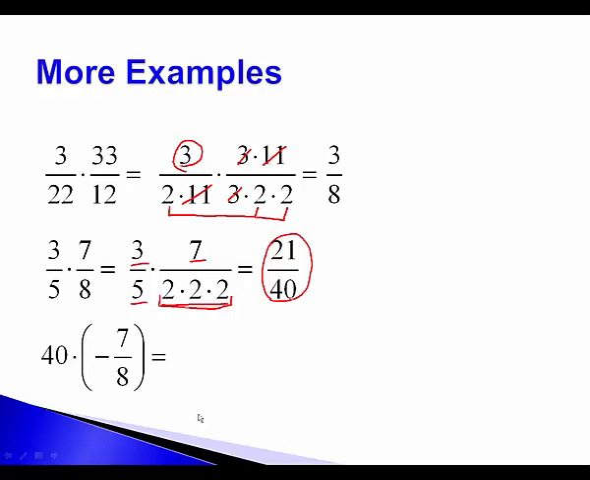The last example I'll work for you is 40 times negative 7 over 8. Got a few steps we need to talk about this time. First of all, let's talk about that 40. I'm going to write it as 40 over 1 so that you see that fraction process and you'll be able to follow through with that.